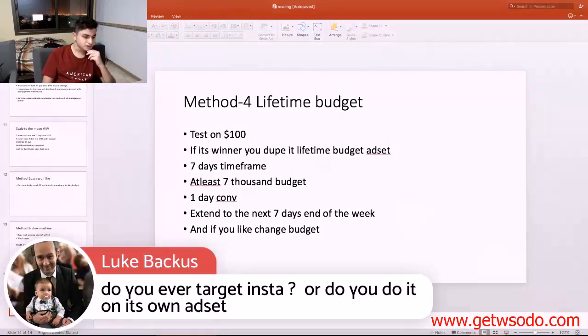Do you ever target Instagram, or do you do it on its own asset? Yes, I do it on its own asset. After having my winner, having everything set up, after scaling, I basically do that. I'll talk about this in the case study. For Instagram and the other placements, I would test them after having the winner. Right now my winner is proven. I have everything. I know it's working. So I'll test it on Instagram and on audience network. If they work, that's good. And if they don't, they don't.